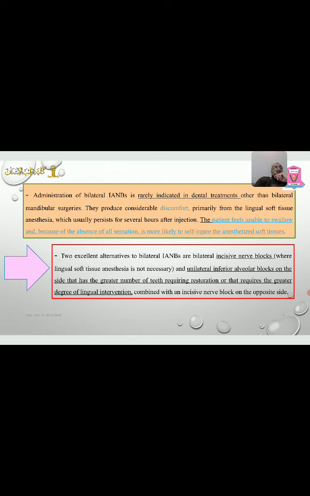Two excellent alternatives to bilateral inferior alveolar nerve blocks are bilateral incisive nerve block, where the lingual soft tissue anesthesia is not necessary, or unilateral inferior alveolar nerve block on the side that has the greater number of teeth requiring restoration, or that requires the greater degree of lingual intervention, combined with incisive nerve block on the opposite side.